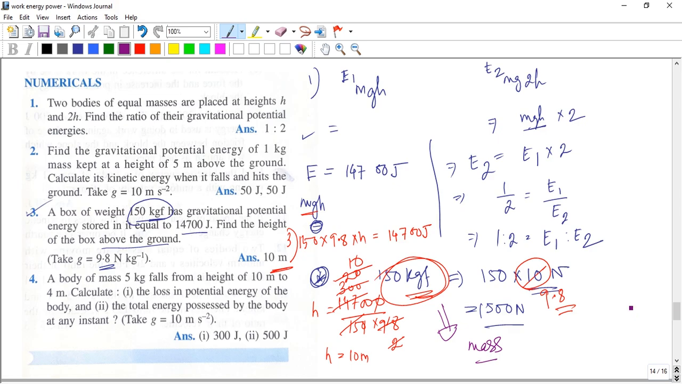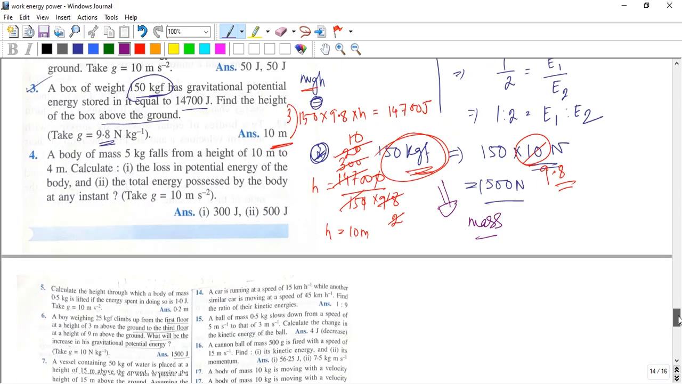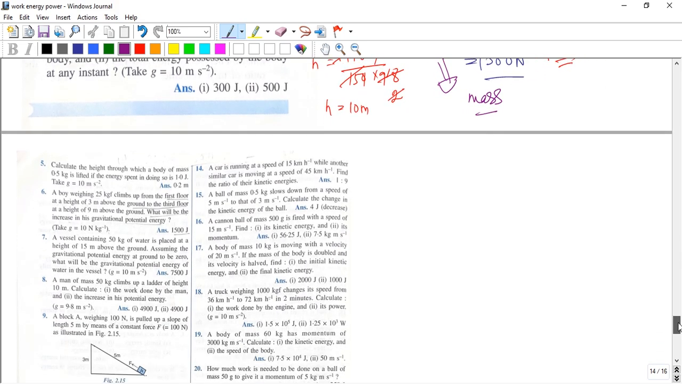Now a very easy concept here. Question number 6: a boy weighing 25 kgf climbs from the first floor at a height of 3 meter above the ground to the third floor at a height of 9 meter above the ground. What will be the increase in gravitational potential energy? Very easy question. The increase is mg times final capital H minus initial H, that is 9 meter and 3 meter.